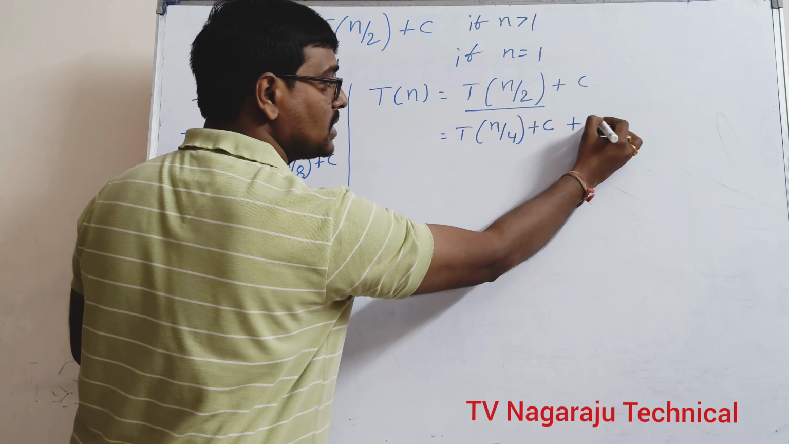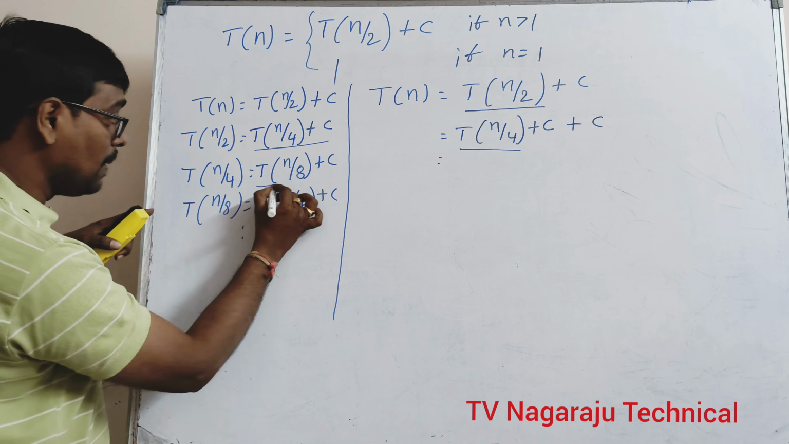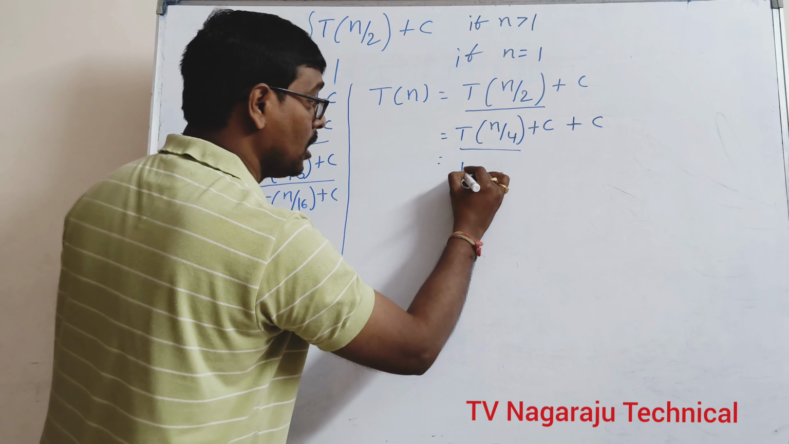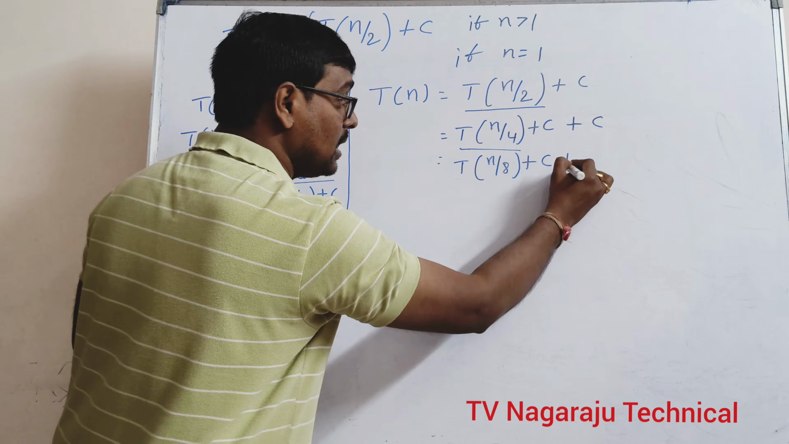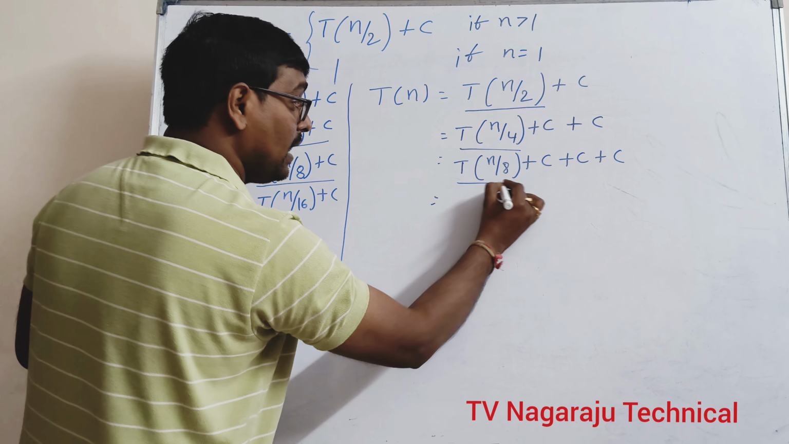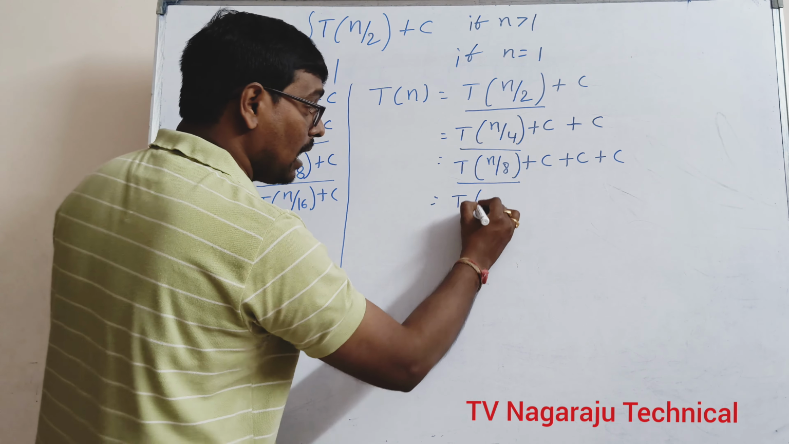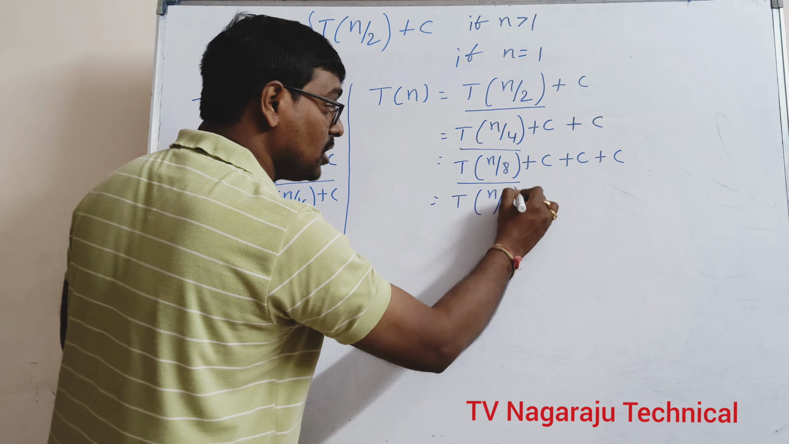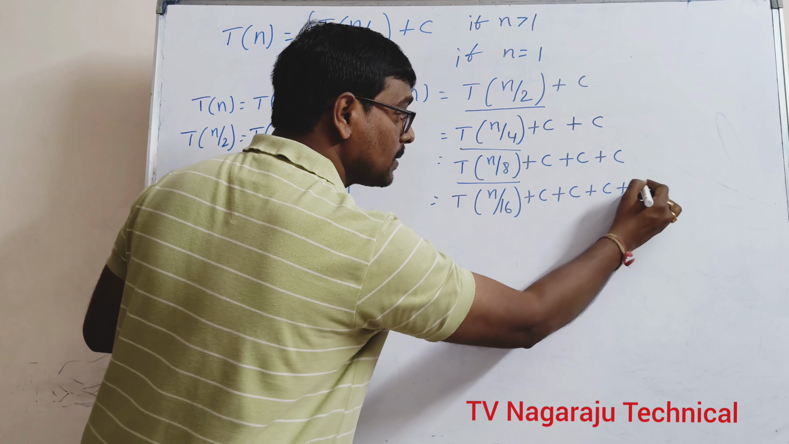Already we have a c. Now this T of n by 4 is replaced with this equation. So T of n by 8 plus c. Already we have 2 c's. And T of n by 8 is replaced with this one. T of n by 16 plus c, plus already I have 3 c's.